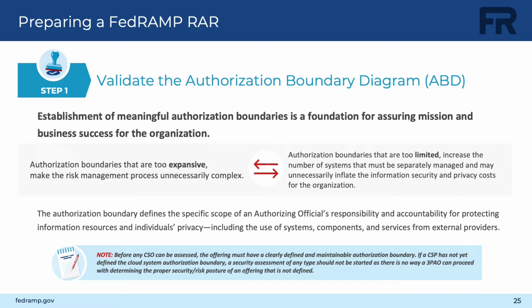We want to emphasize, before any cloud service offering can be assessed, the offering must have a clearly defined and maintainable authorization boundary. If a CSP has not yet defined the cloud system authorization boundary, a security assessment of any type should not be started, as there is no way a 3PAO can proceed with determining the proper security or risk posture of an offering that is not defined.